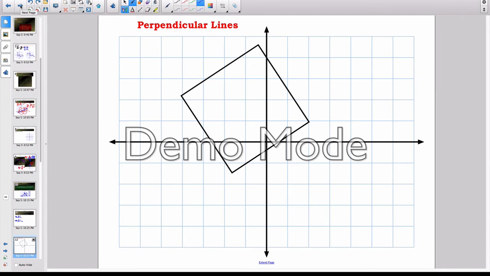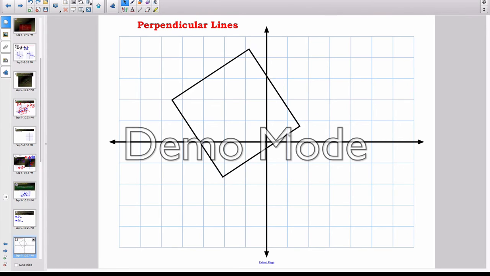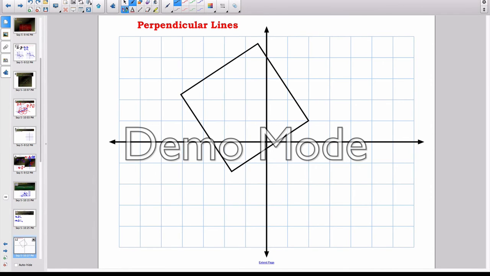Alright, perpendicular lines. So this is a square. Square obviously has right angles. So if I place this right there, then we can see that this line and this line meet at a right angle. That's what perpendicular lines are. They meet at 90 degrees.